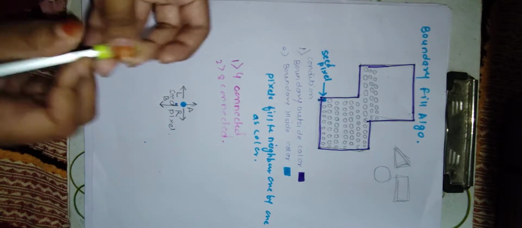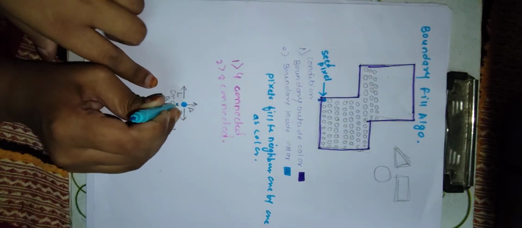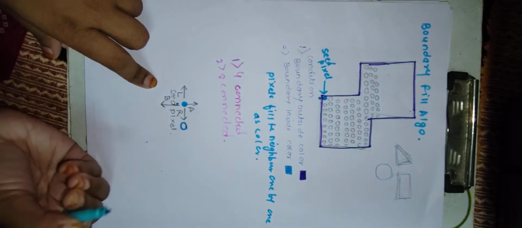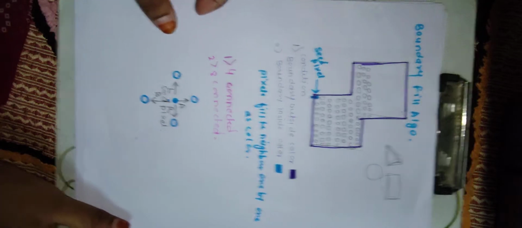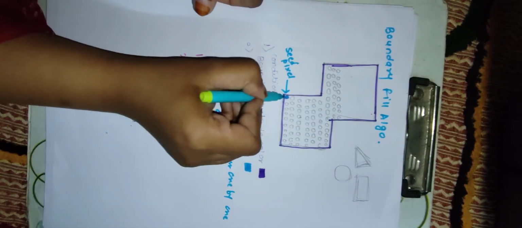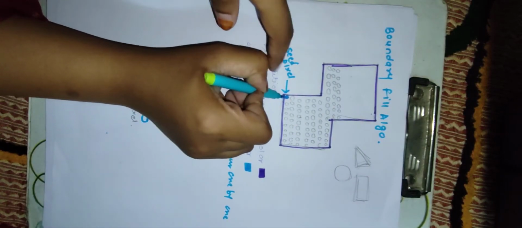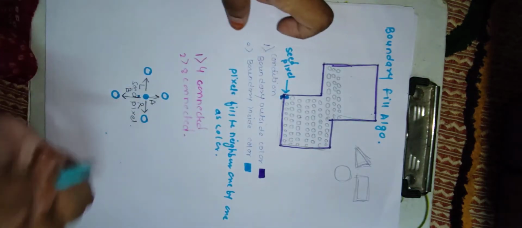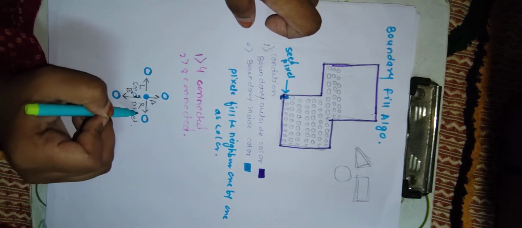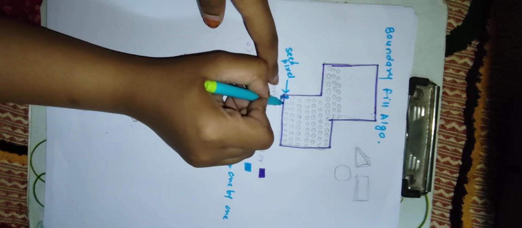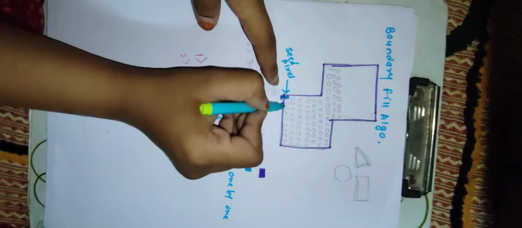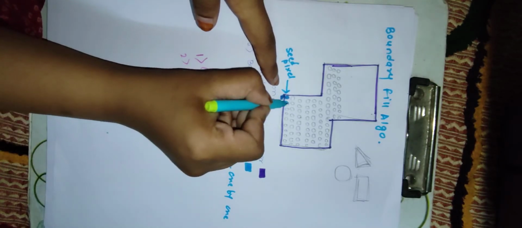Here our seed pixel goes right, above, left and below. Our seed pixel is in this corner. So from which side does it go? Firstly it goes to its right side. If it finds that its neighbor pixel is free, it fills the color.